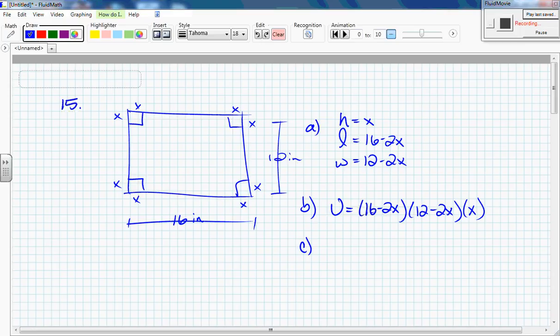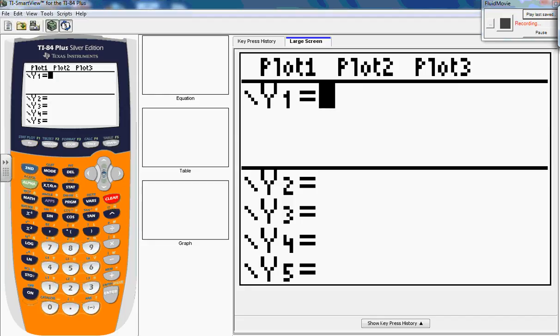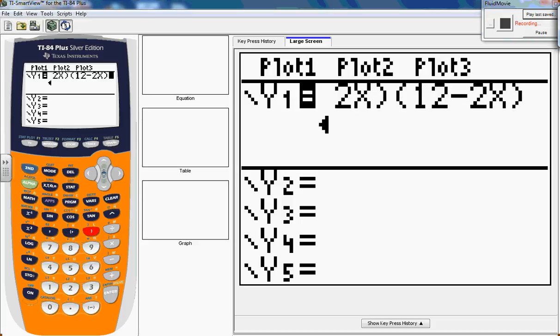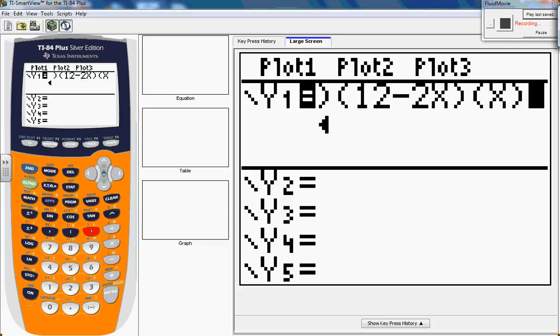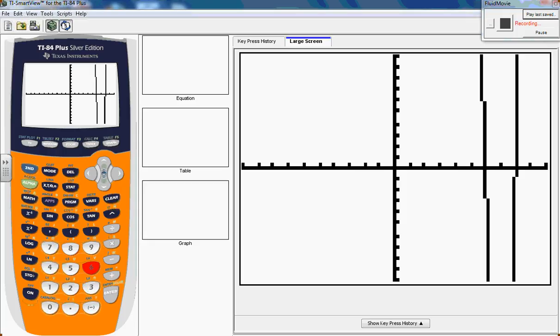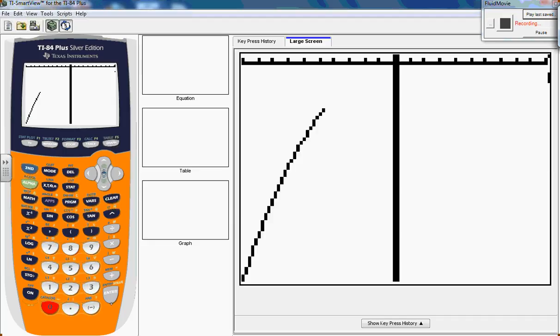So what we need to do is take this and put it in our graphing calculators. We're going to put it in factored form, so we'll come here to y equals, and clear this out, and we have the quantity 16 minus 2x times the quantity 12 minus 2x times x. Okay, we're going to zoom standard, and take a look at this. We probably won't be able to see the max, so maybe we'll try zoom fit. I don't know how well this is going to work. Oh, not good at all.